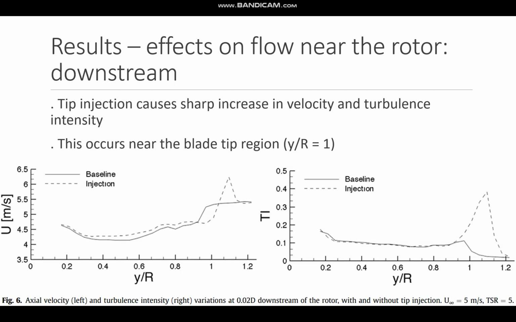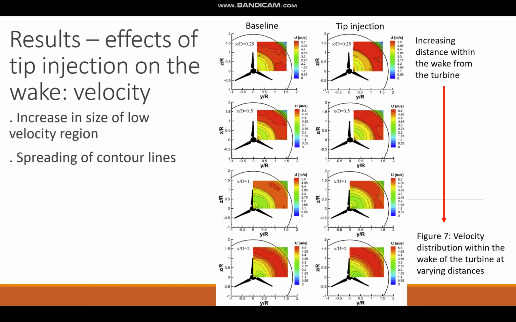Figure 6 shows the axial velocity and turbulence intensity variations just downstream of the rotor. Near the blade tip region there is a sharp increase in velocity and turbulence intensity for the injection case. This indicates further effects are created due to tip injection. Effects of tip injection on the wake.